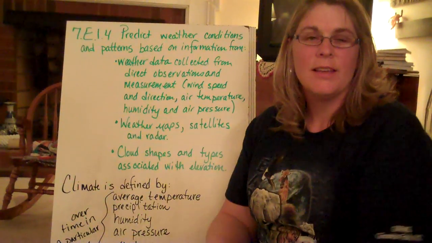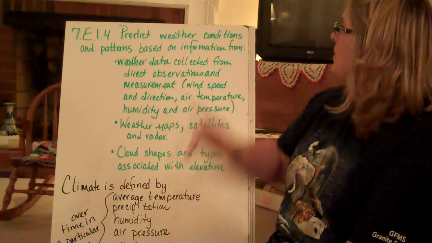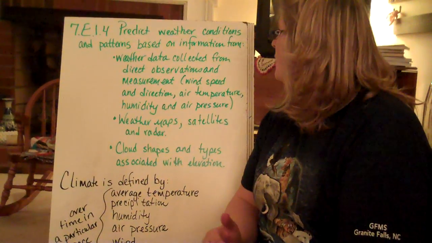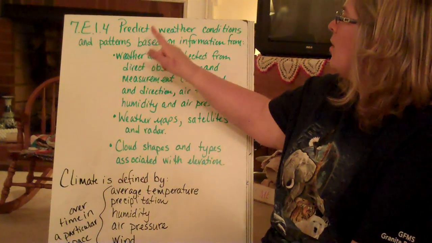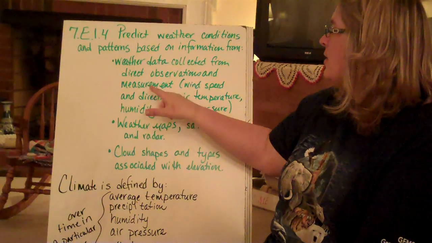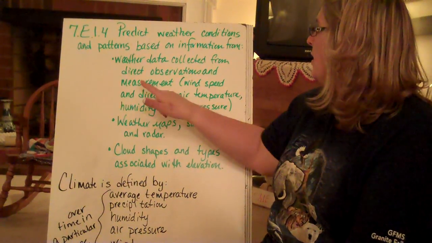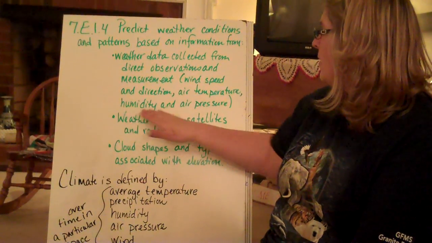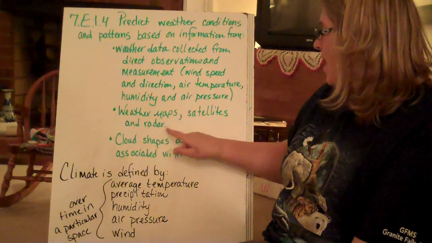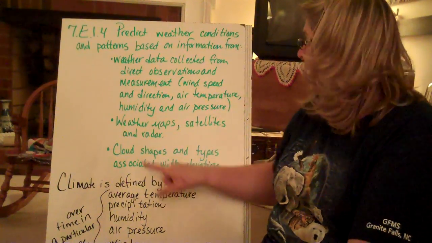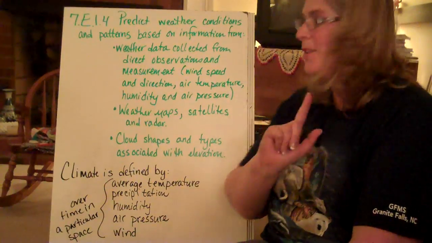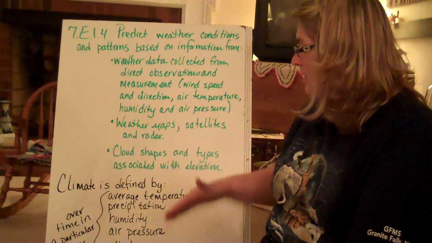Alright, our next standard is that we need to be able to predict weather conditions and patterns based on the information from weather data collected from direct observations and measurement: wind speed and direction, air temperature, humidity, and air pressure, weather maps, satellite and radar, cloud shapes and types associated with elevation. So that's a whole lot of stuff there.